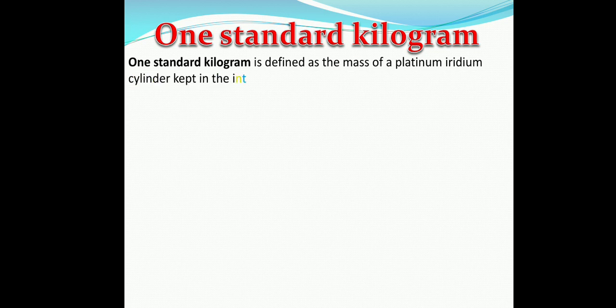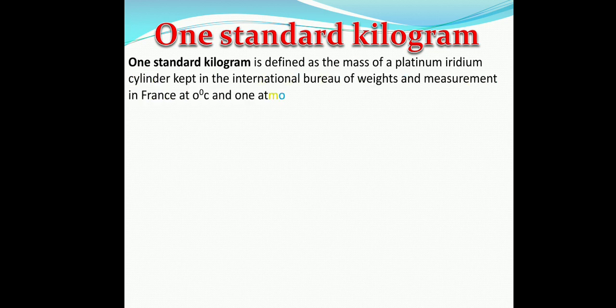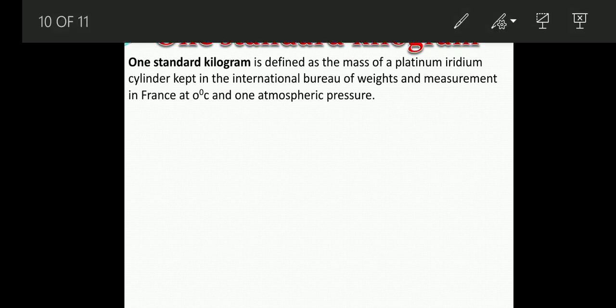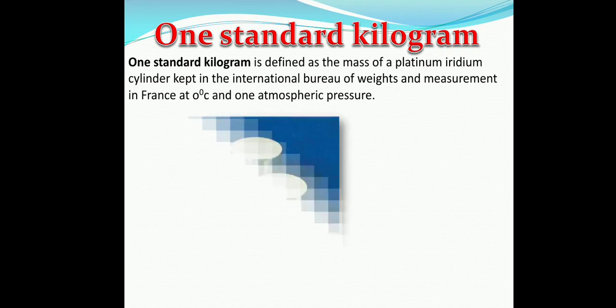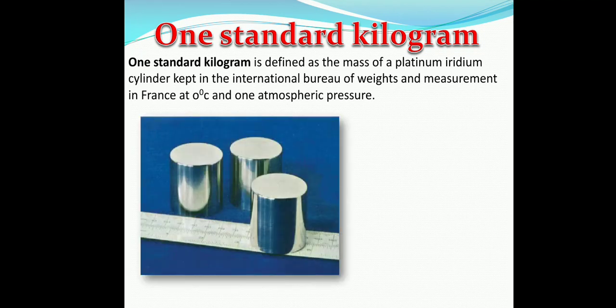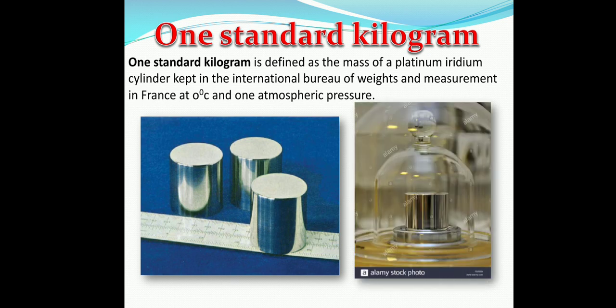Now, what is 1 standard kilogram? 1 standard kilogram is defined as the mass of the platinum iridium cylinder kept in the International Bureau of Weights and Measures in Paris, France, at 0 degrees Celsius and 1 atmospheric pressure. That is known as 1 standard kilogram. That is the mass of the platinum iridium alloy cylinder which is kept in Paris, France, at standard pressure and temperature.